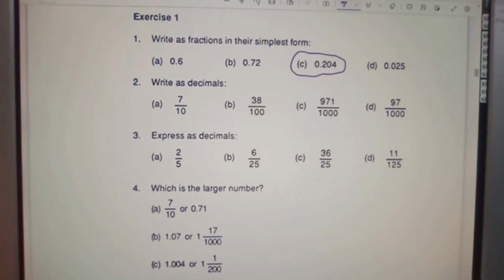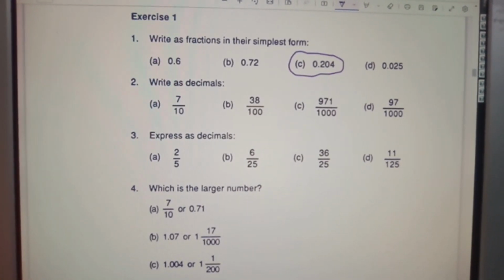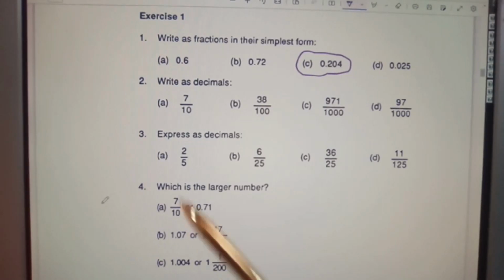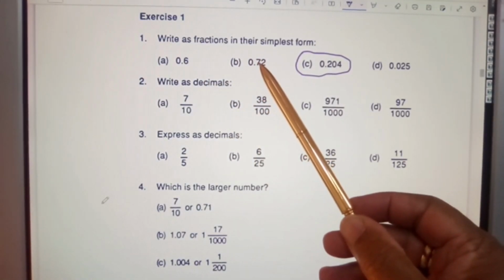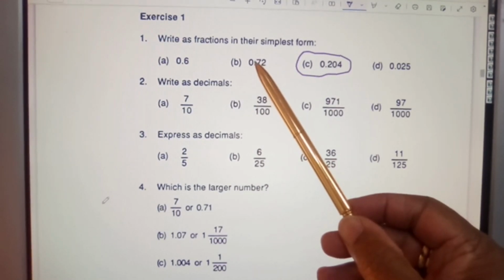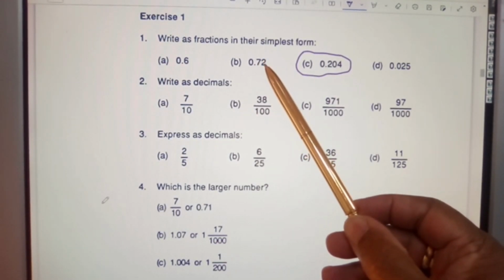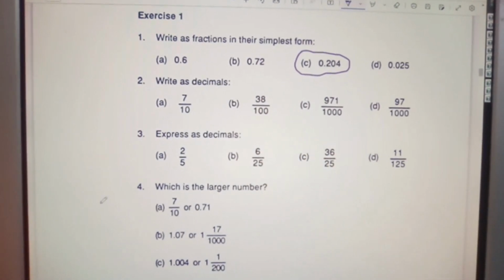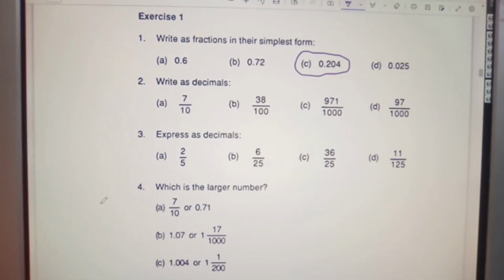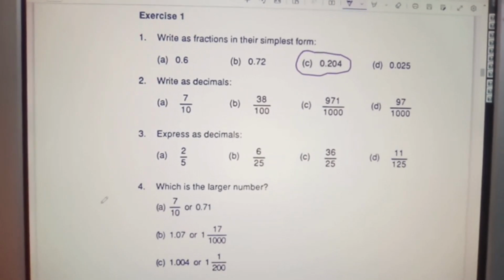Now again, you remember when we spoke in the last session, we were looking at this and we mentioned that this was over 10 and this would be over 100. So 0.72 would actually be over 100. And we showed you how to do that, and we worked it out for you on the side.